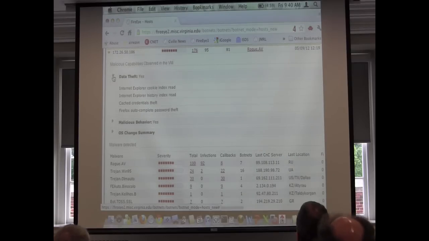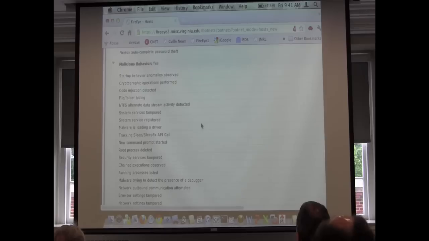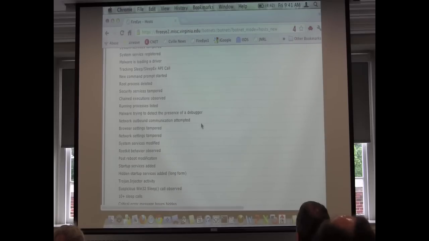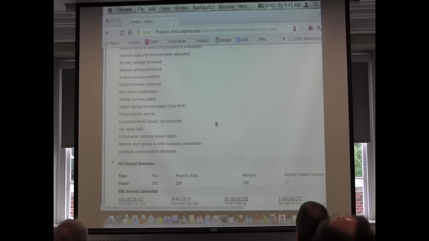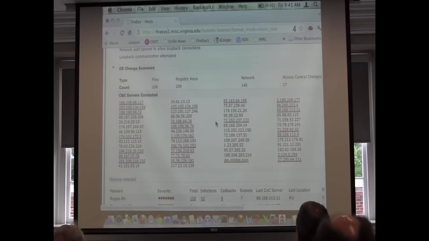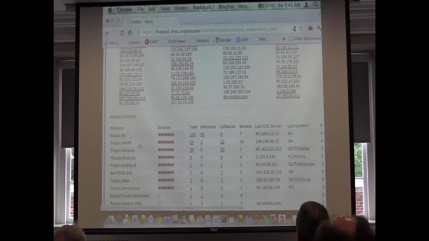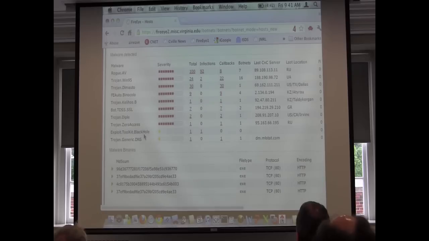Miscellaneous malicious capabilities observed in the VM. Here's the kind of data that it went through. You can see all these things here that it did. Here's the malicious behavior that is observed in the VM. Again, not on the machine, but in the VM that captured this machine. All sorts of things. And here are the things that have changed in the operating system. All of this stuff. And all of these command and control servers were contacted by this particular machine. Here's the malware that was detected on the machine.